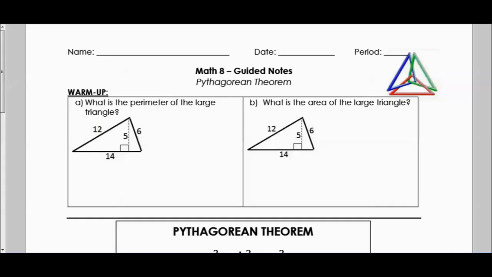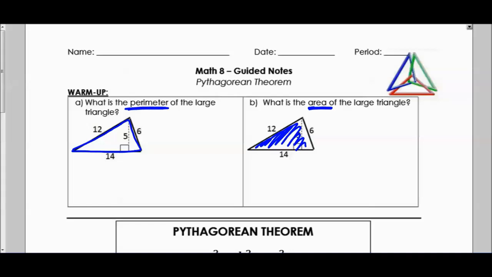So again, Pythagorean theorem is used to find the missing side. Perimeter is the outside of a shape. Area is the inside of a shape. So area is the space that's occupied by a shape, the space that's actually covered by that shape. The perimeter is the border of the shape. It's how far around the outside.